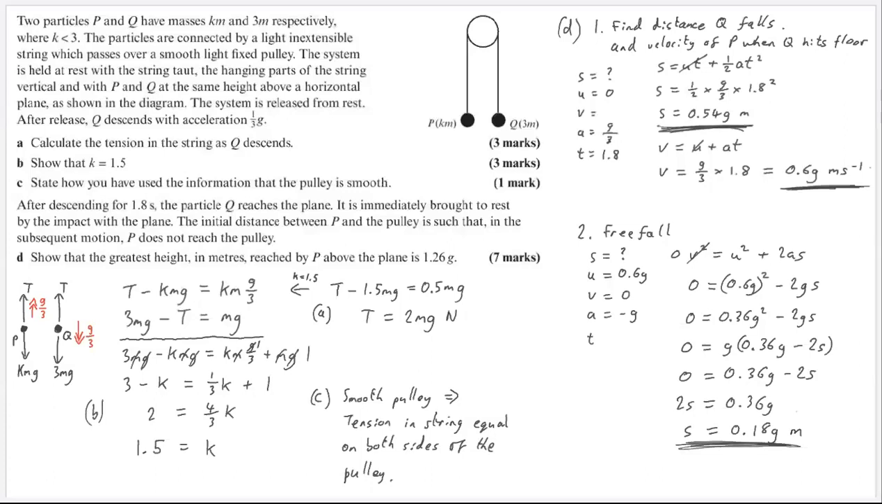And then we're basically done. We just need to remember that we need to do twice this height plus this height, and if you do that, you get the answer that we need. Total height equals 2 lots of 0.54 G plus 0.18 G, and that is 1.26 G meters, as required.